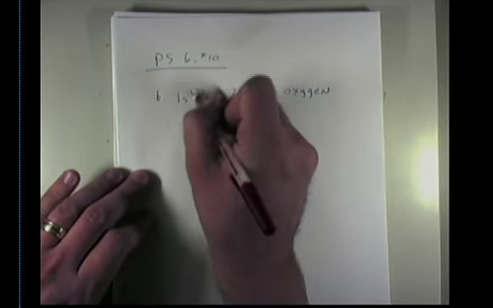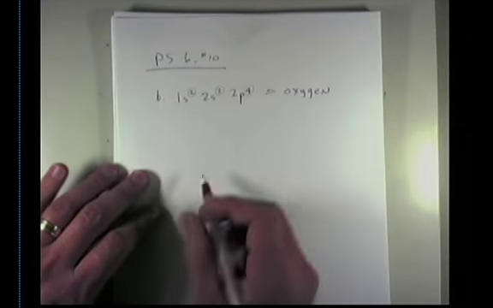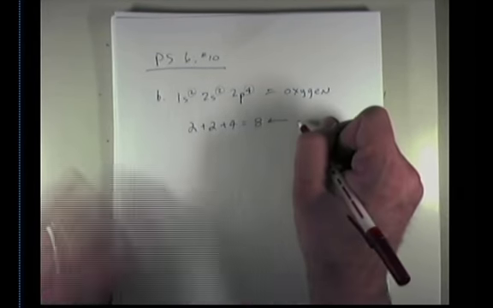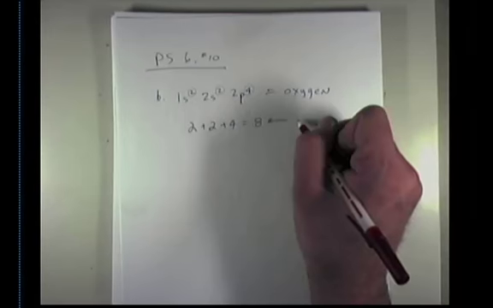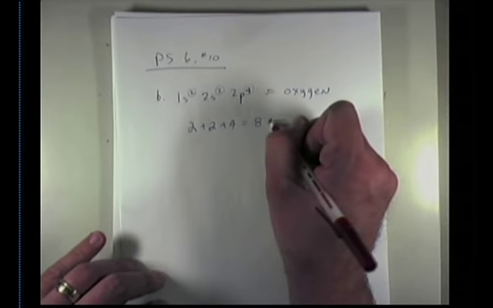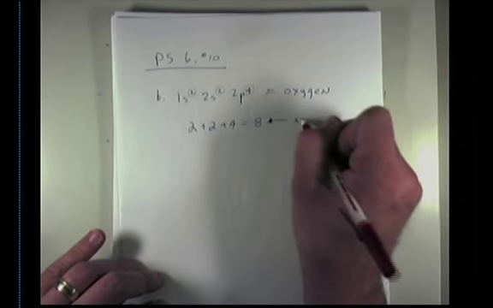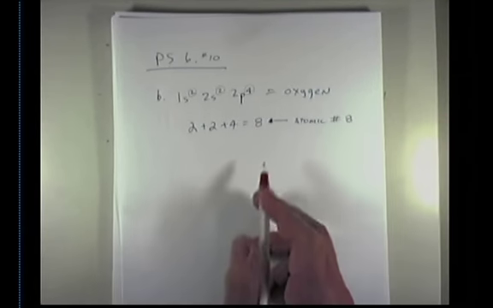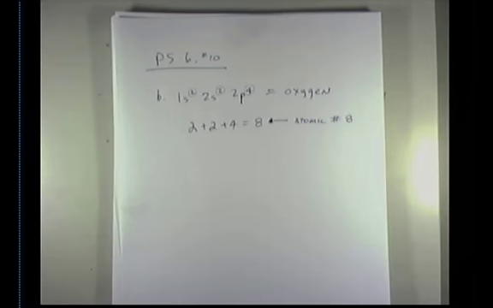A really easy way to do this is to remember that these superscripts represent electrons. So if I add those up, 2 plus 2 plus 4 equals 8, that is the number corresponding to the element on the periodic table. So this is atomic number 8, which is the atomic number of oxygen. So that answers the first part of the question.